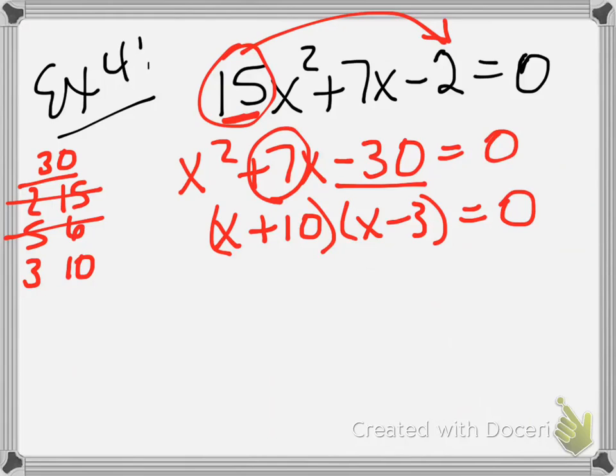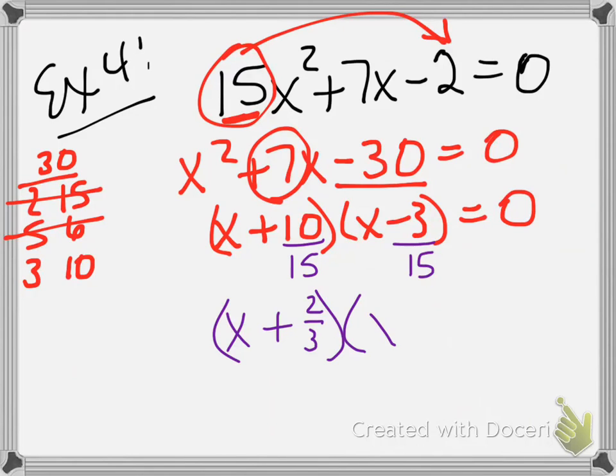Now, I can't just stop here though, because I multiplied by 15 in the beginning, so now I have to divide by 15. Divide by 15. Then I'm going to simplify it. x plus 10 over 15 reduces to 2/3. x minus 3 over 15 reduces to 1/5, equal to 0.